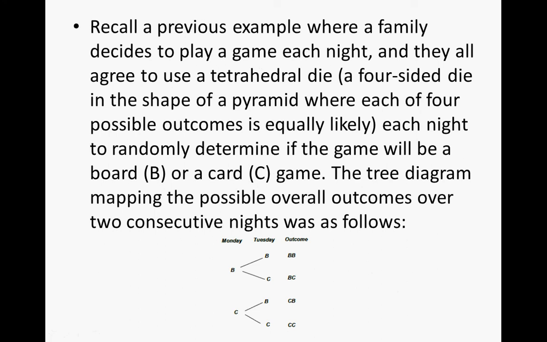Recall a previous example where a family decides to play a game each night, and they all agree to use a tetrahedral die, that 4-sided die in the shape of a pyramid, where each of the 4 possible outcomes is equally likely, each night to randomly determine if the game will be a board game or a card game. The tree diagram mapping the possible overall outcomes over 2 consecutive nights was as follows. You can find this in your math journal or in the previous lesson notes.